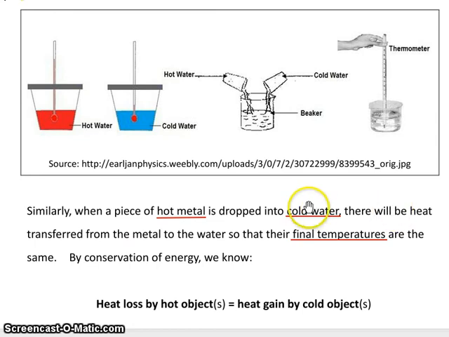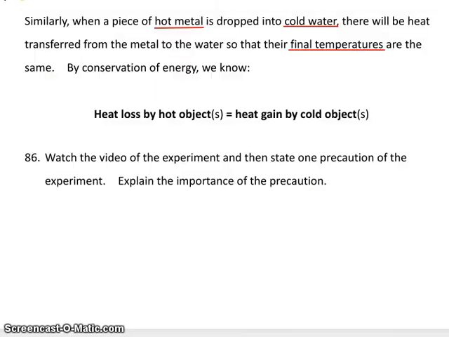Similarly, when you put a piece of hot metal into cold water, the hot metal will give out heat to the cold water, so that their final temperature will be the same. And so we may apply that equation below. The heat loss by the hot object equals the heat gain by the cold object. The heat loss by the hot object, which is the metal piece, will be equal to mc delta T, where delta T is the change in temperature.